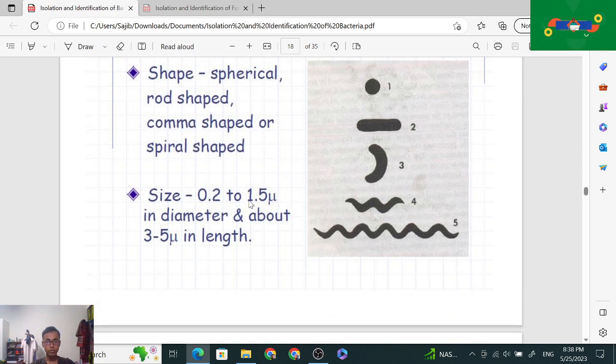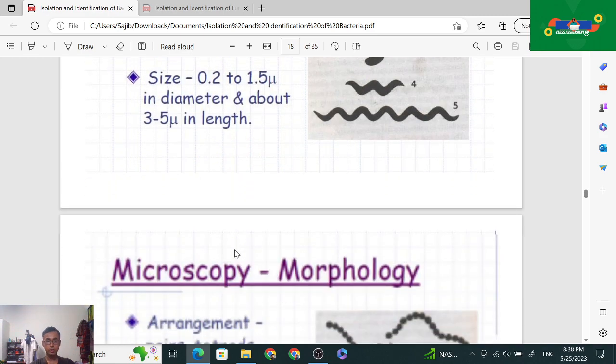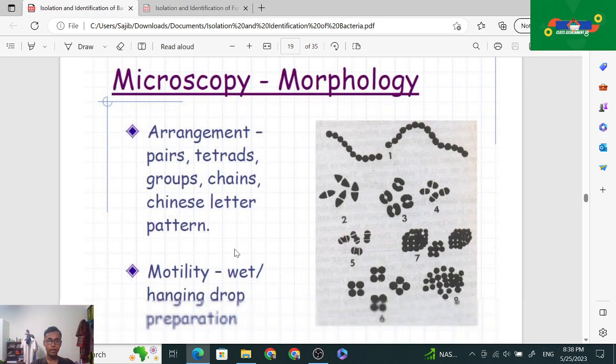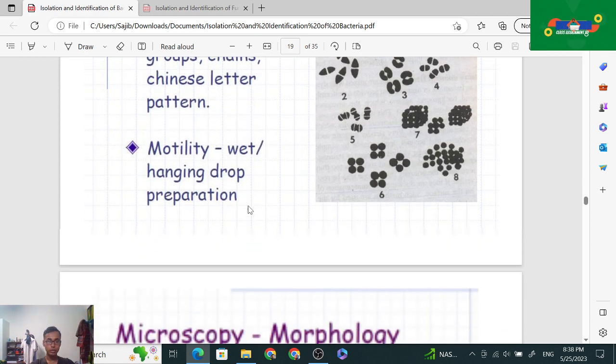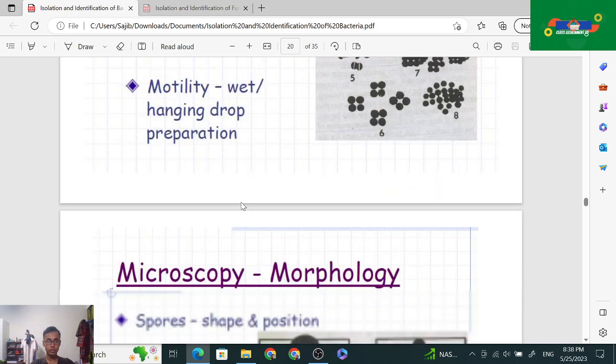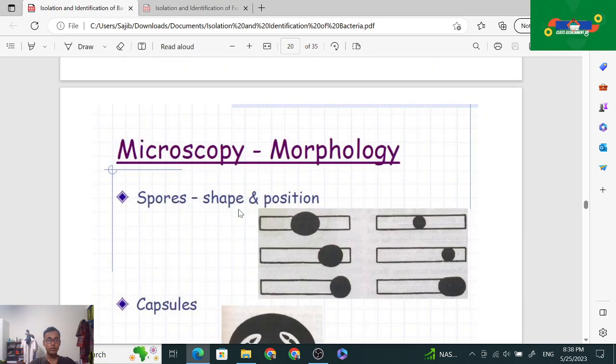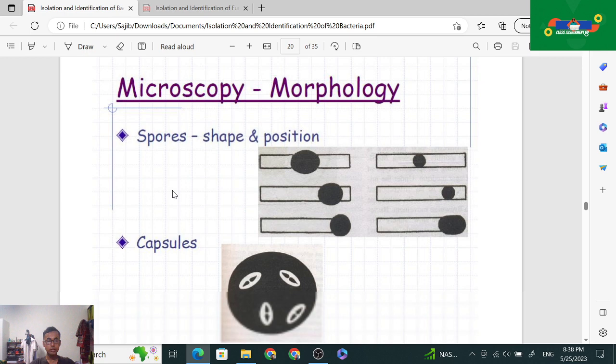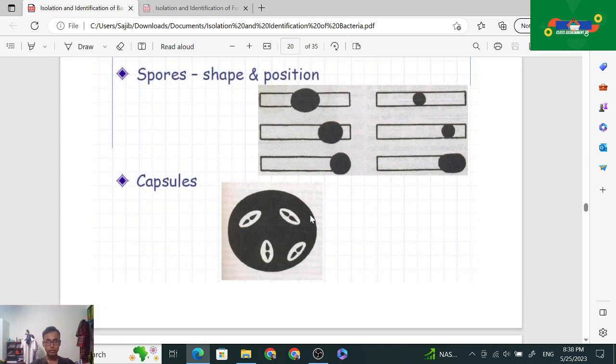Then size is 0.2 to 1.5 micrometer in diameter, about 3 to 5 micrometer in length. Microscopy or morphology, arrangement: pairs, tetrads, groups, chains, Chinese letter pattern. Here you can see. Then motility, wet mount, hanging drop preparation. Then spores, their shape and position. Here you can see different positions. Then capsules, this is the capsule figure.